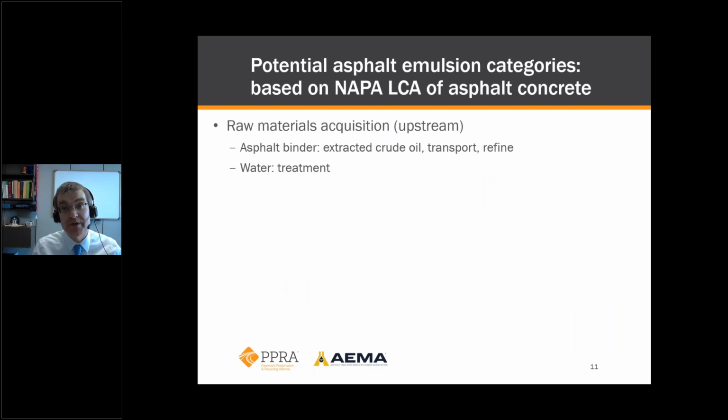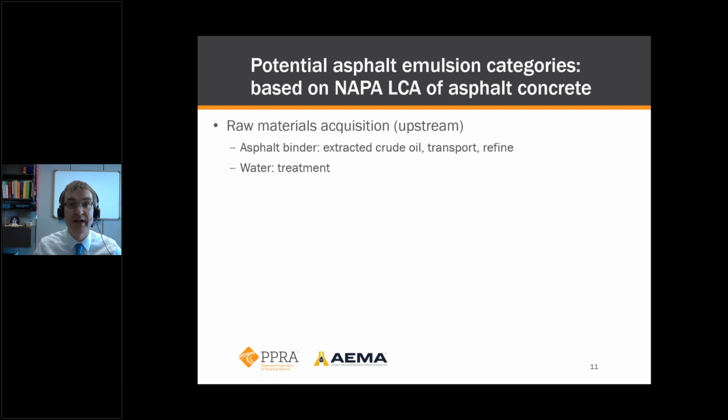Now, what do we think a potential LCA will look like for asphalt emulsions? And again, we don't know that because we're in the middle of trying to create it, but we can make some pretty educated guesses about what some of the basic content will be. And again, this is coming from looking at the LCA that NAPA performed for the hot mix asphalt, taking some of those concepts that you know will be similar and just translating them over into the world of asphalt emulsions. So we know we have some sort of raw material acquisition.